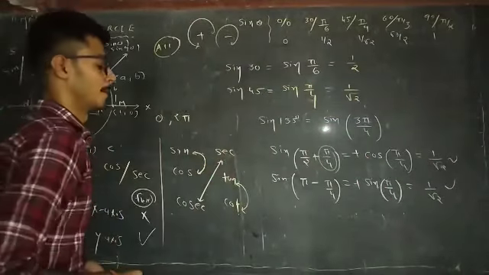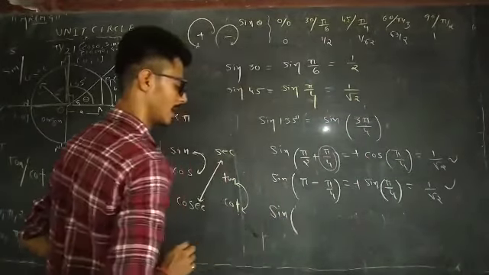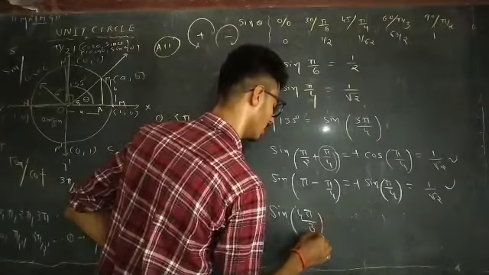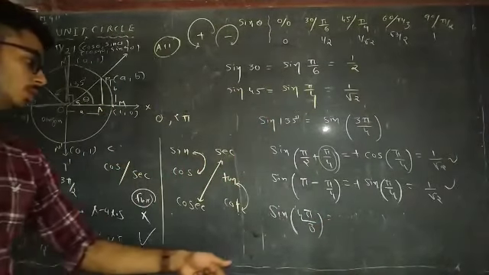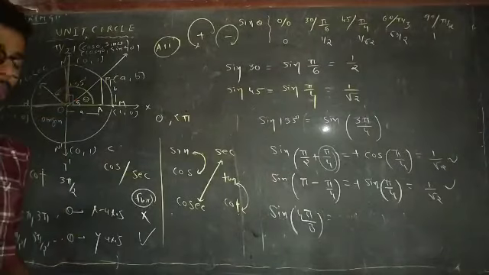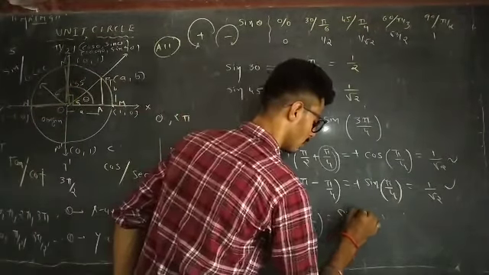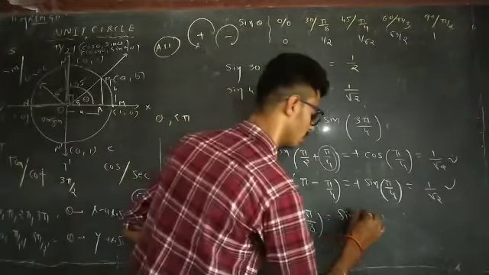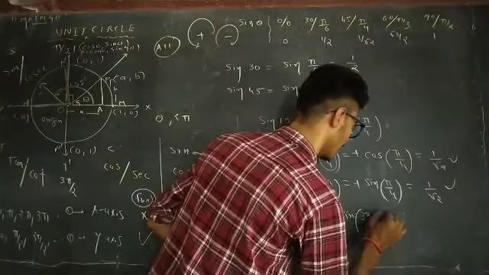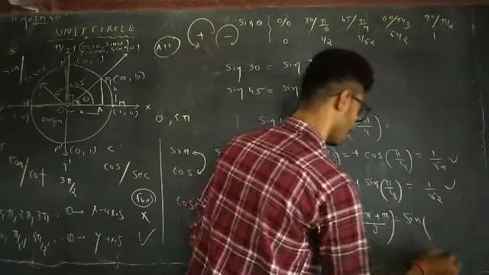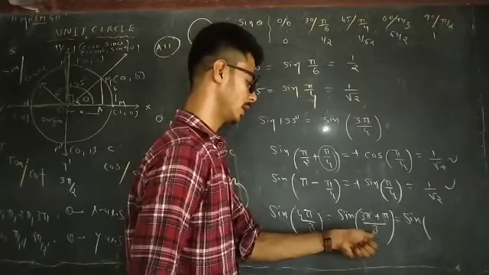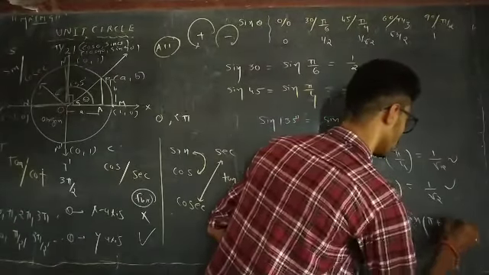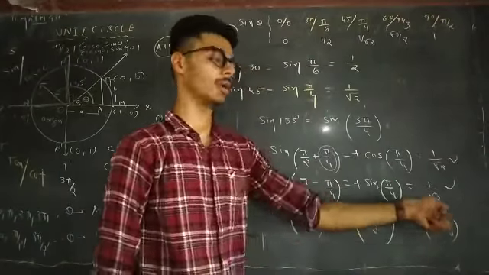Ready? For example, sin 4 pi by 3. We have to find out this value. Sin 4 pi by 3. This value can be written as 4 pi means 3 pi plus pi, divided by 3. The 3 cancels with 3: 3 pi by 3 is pi, so it is pi plus pi by 3. So 4 pi by 3 can be written as pi plus pi by 3.